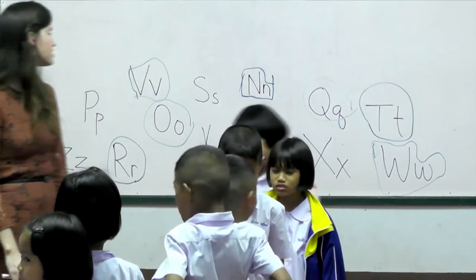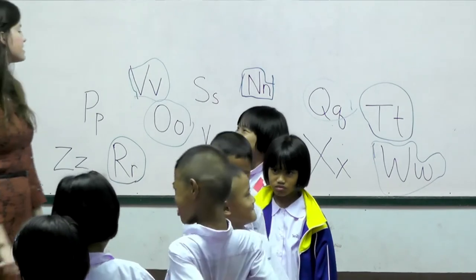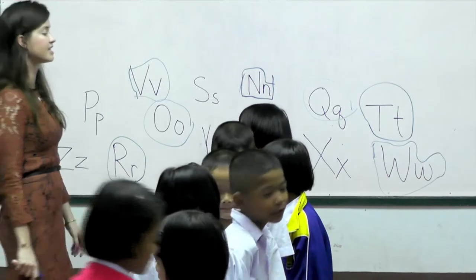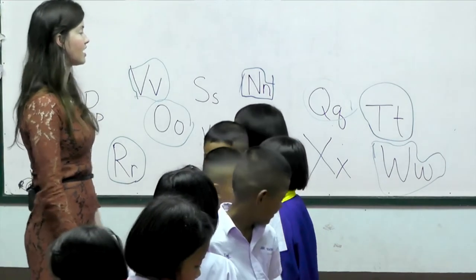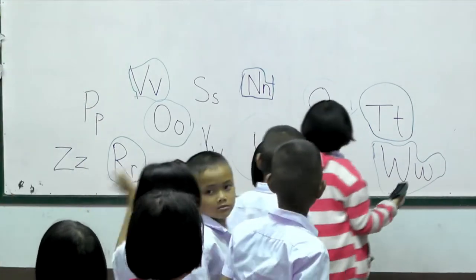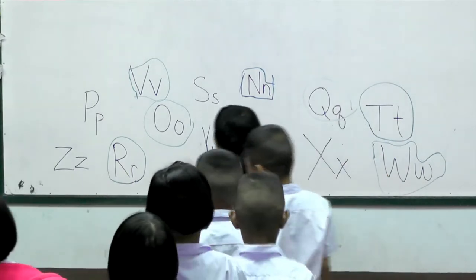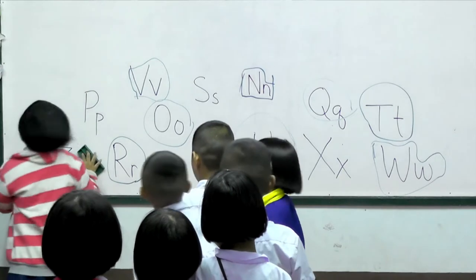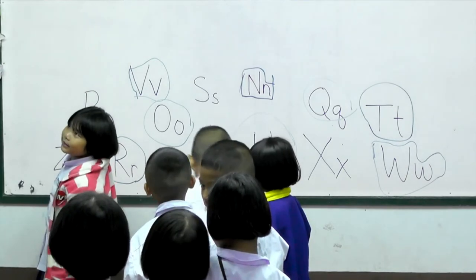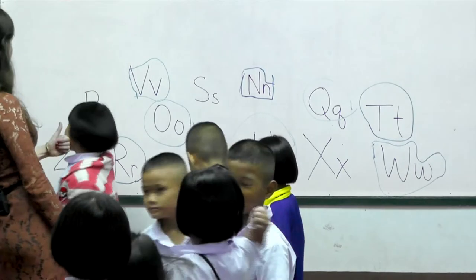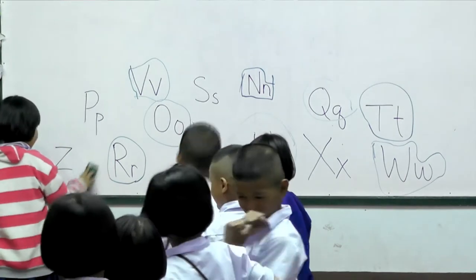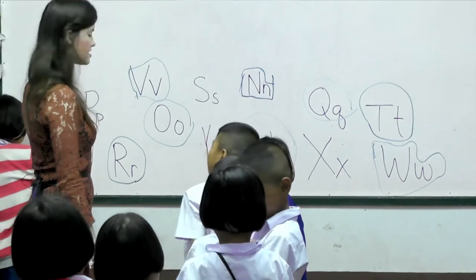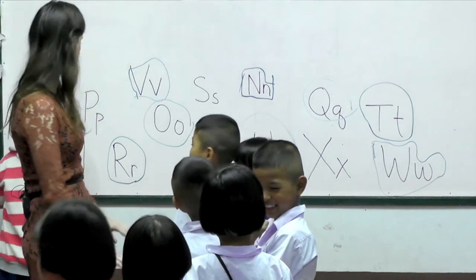You are going to erase for us the sound of z, z, z, zebra. Go. What letter makes the z sound? Z. Great job. Go ahead and erase that letter. Wonderful. Okay, don't touch each other.